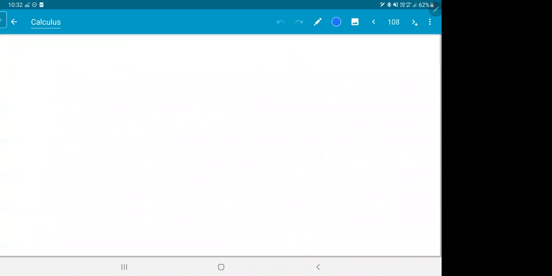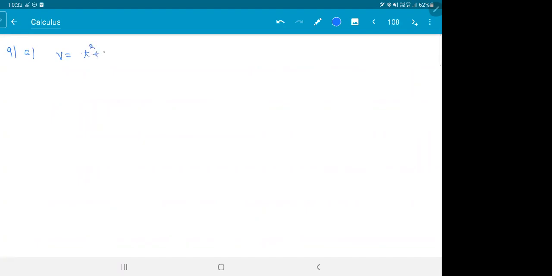Okay, next one. Suppose I give you v is t square plus 5t plus 6, and v is x square plus 5x plus 6. Find acceleration at t is equal to 2, and find the acceleration at x is equal to 2. Two different questions. So if you see, both are kind of same. The only difference is one has v given in terms of time and one has v given in terms of x.